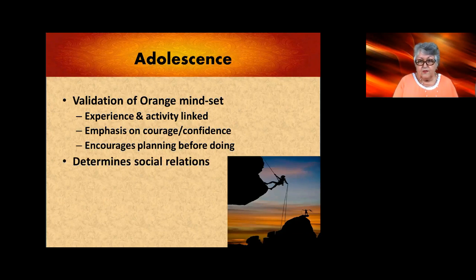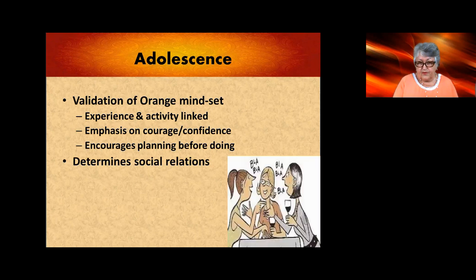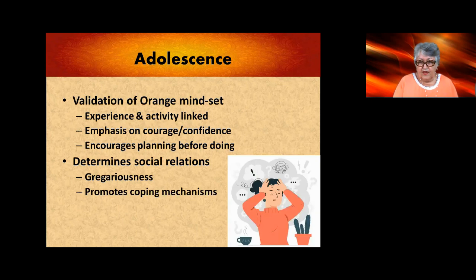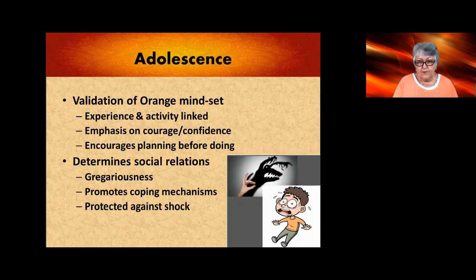It also determines social relationships. As an orange personality, we develop gregariousness. We are able to greet others, we're able to chatter, we're able to interact with one another, we're able to enjoy socializing. It also promotes coping mechanisms. The more we learn and the more muscle memory we have for dealing with stressful situations, the better we can cope with any other newly formed stressors that may come our way.